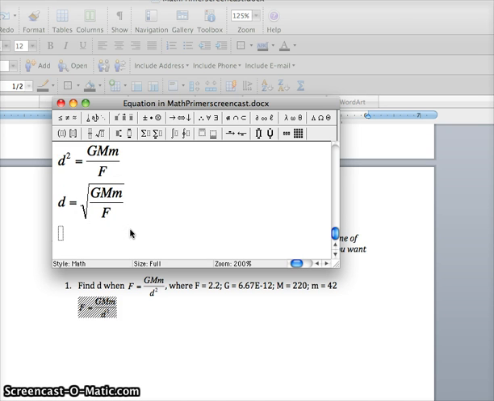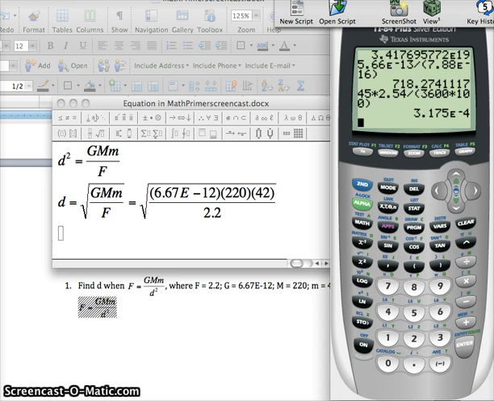I'll do it up here so you can follow it better. So it's going to be equal to the square root of, the big G is 6.67 e negative 12, times big M, which is 220, and little m, which is 42. And all of that is divided by 2.2. Then we can bring our calculator back up and insert the numbers.